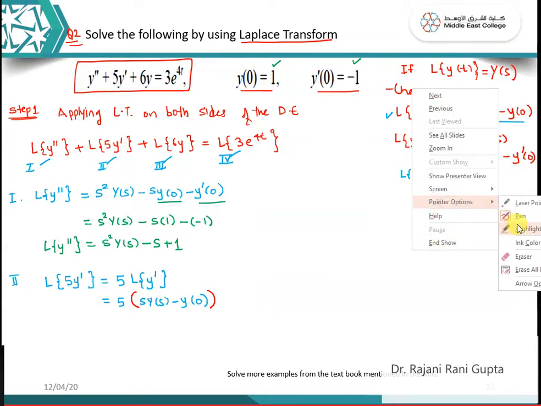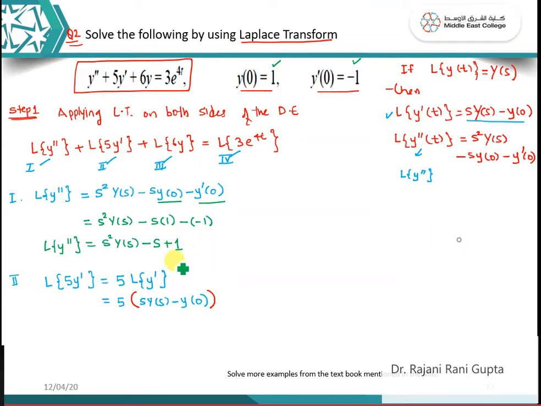So now substitute the value of y of 0 from the question. Here we are using only y of 0, not y dash of 0. So this gives you 5 times s Y of s minus 1. Now multiply this 5 inside. So this gives you 5 s Y of s minus 5. So this is the value of Laplace of 5y dash.